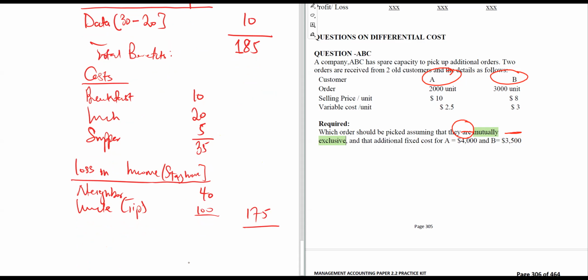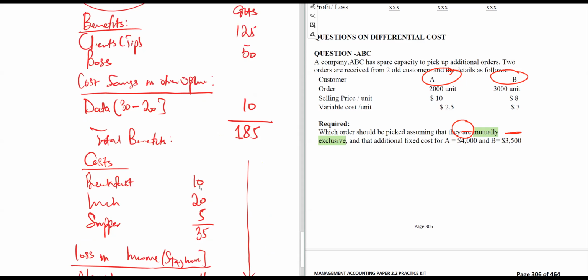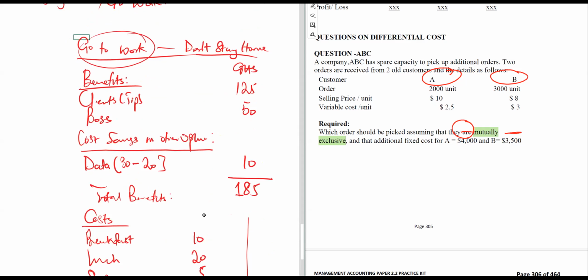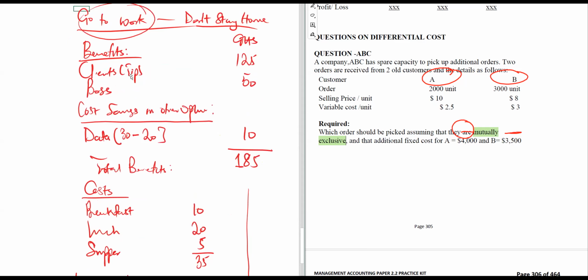Okay. So the total benefit against the cost, does it result in a net benefit of 10 cedis? So in effect, which is better, staying home or going to work? So we have to calculate the other one also. Once you do one, you have covered the other one, since all the data for both are there.